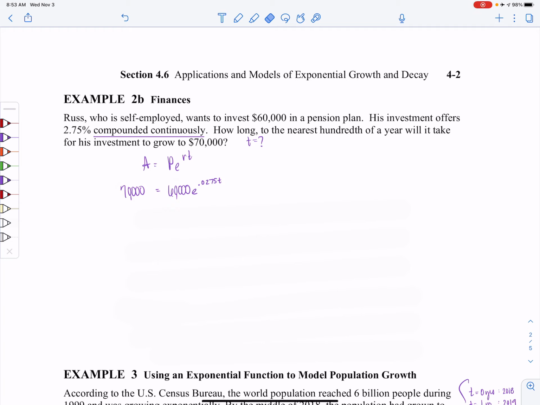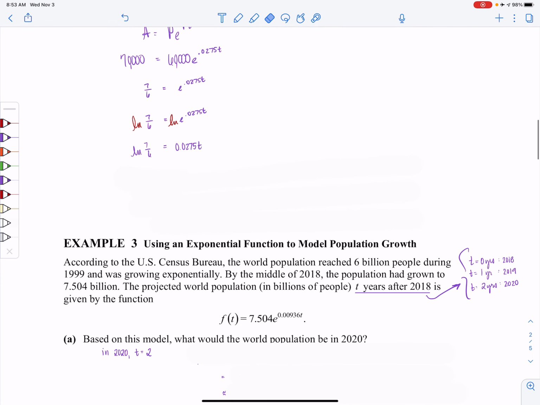So we'll go ahead and plug in our numbers. 70,000 is the future amount, 60,000 the initial amount, and then my rate written as a decimal. My time is unknown. So let's divide on both sides by 60,000, and I went ahead and reduced. 70,000 divided by 60,000 is 7/6. Then I can log both sides. At that point, on the right side, I will just have my power left over, and then I can divide on both sides by my decimal, plug that into the calculator, and I will get this decimal.